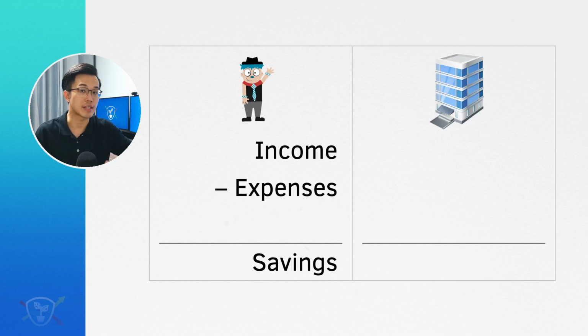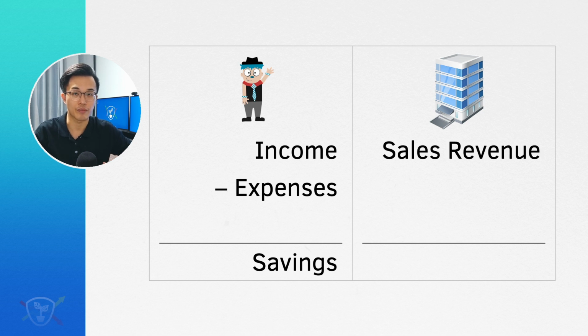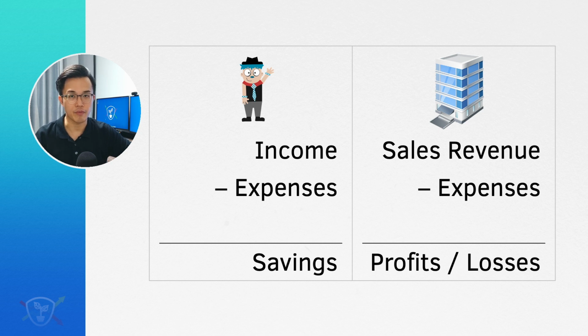So a company's income statement pretty much works in the same way. We first start out with the sales, all the revenue that the company made for that year. Then we deduct all the expenses the company incurred in the same year. And the result of that is either a profit or a loss for the year. So let's take a closer look using an example.